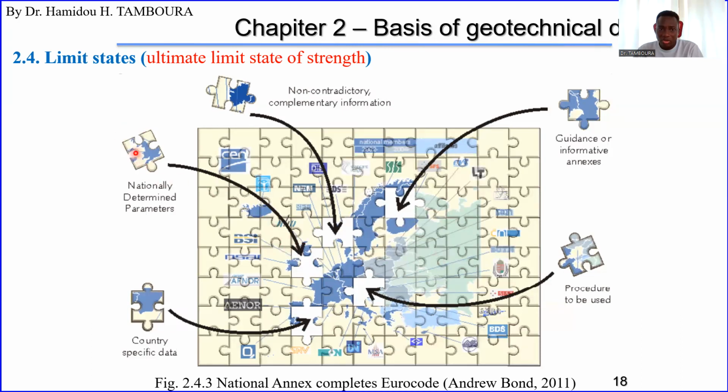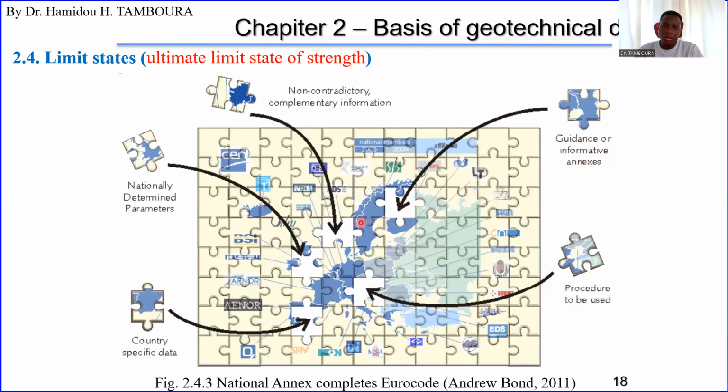For example, if you take this value, it is not the same for each country. Country specific data. Some countries, for example, have heavy snow, and the others don't have. Some countries have earthquakes, some countries don't have. So there are some data belonging specifically to the country. So there are some parameters or some method procedures to be used that the country can decide. In our country, we use this procedure, guidance or information annex.